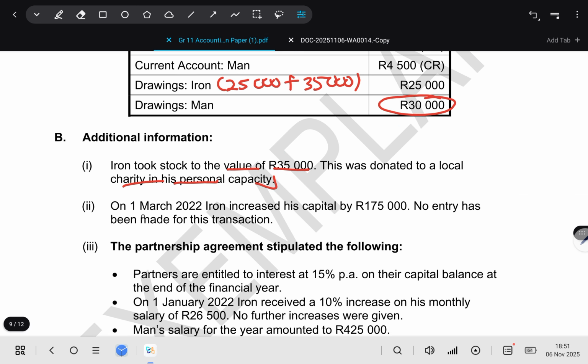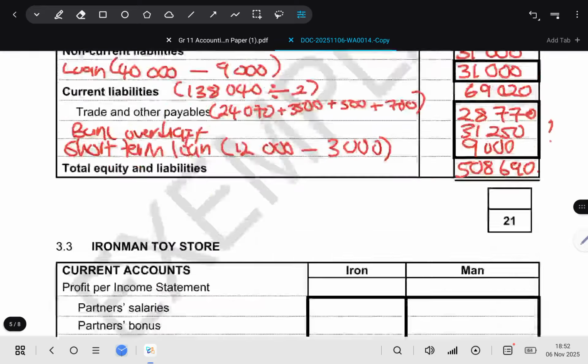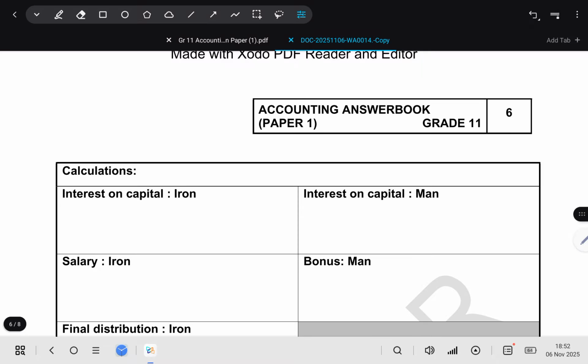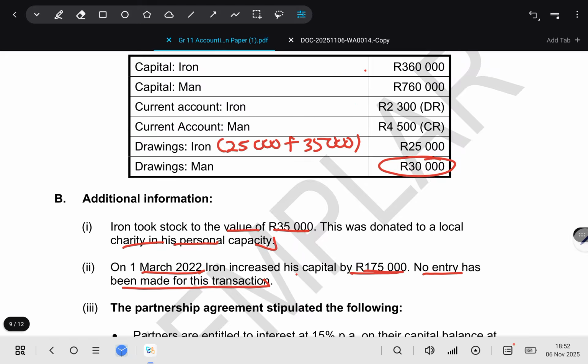Next, they're saying that on 1 March 2022, Ion increased his capital by 175, and then no entry has been made for this transaction. So now here's the tricky part, guys. Remember 1 March 2022 is the beginning of our financial year, and then we are required here to also calculate interest on capital for Ion. So here's what you need to check: his interest on capital, because the increase of capital is done at the end of the year. They're saying that this transaction was not at the beginning of the year. It means he will earn interest on the opening balance plus this amount.